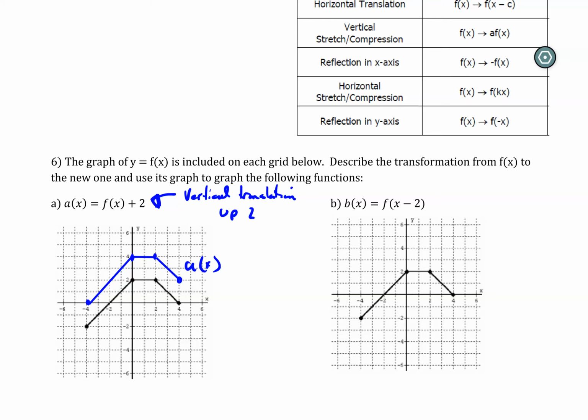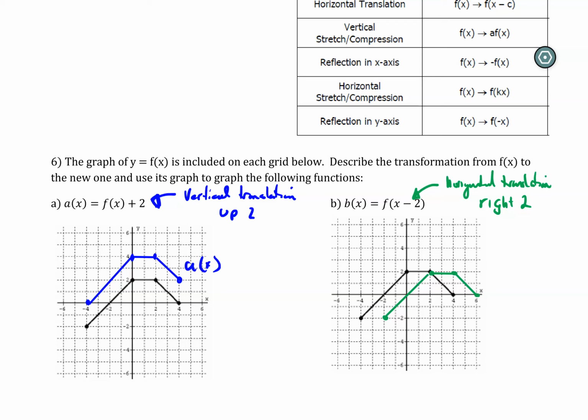All right, over here, it's inside the function. It's inside, so that makes it a horizontal translation or shift. And again, it's opposite what you think. So a minus means right. So subtraction or a negative means we're going right 2. So now I take every point, I move it 2 to the right. 1, 2, 1, 2, 1, 2, 1, 2. And now I can connect all of them again with my straight edge. So it's going to look something like that. So again, you're going to be able to do that for each one of these things.